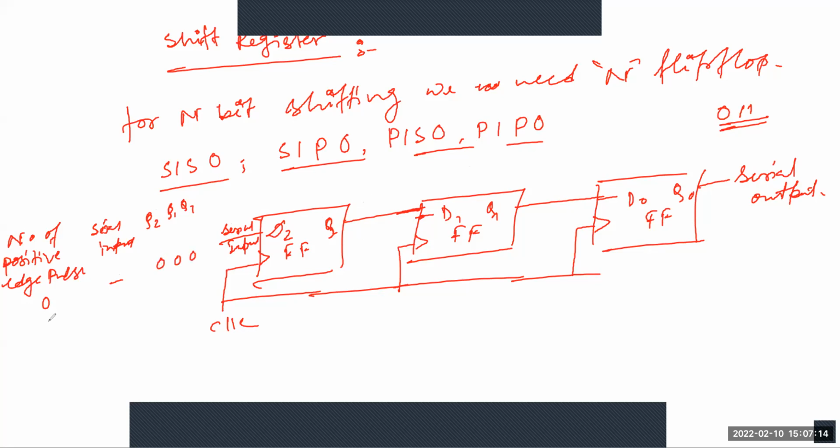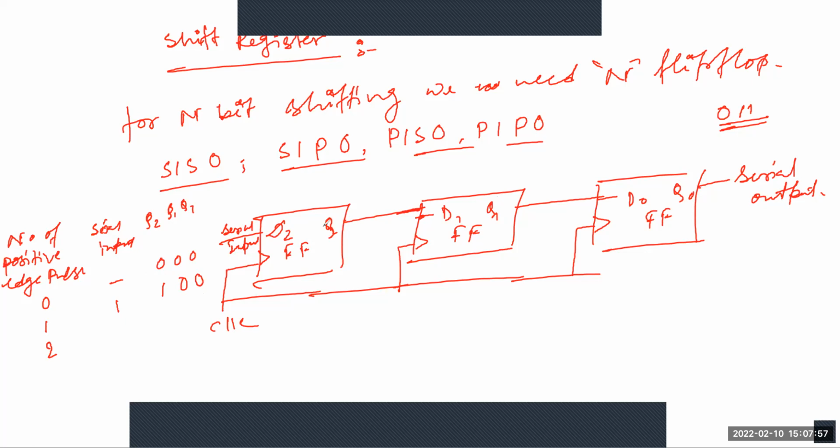Next I am giving positive edge pulse 1. At this point the serial input is 1, and it shifts in, so the value of Q2 is 1 at this moment, and the rest, Q1 and Q0, are 0 0. Next, the number of positive pulses is 2. In the previous case Q2 equals 1, Q1 equals 0 and Q0 equals 0.